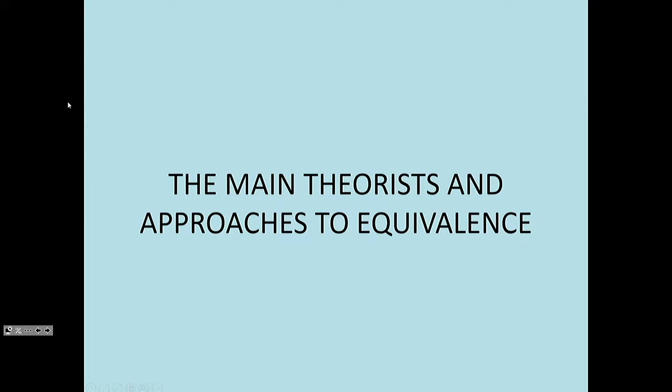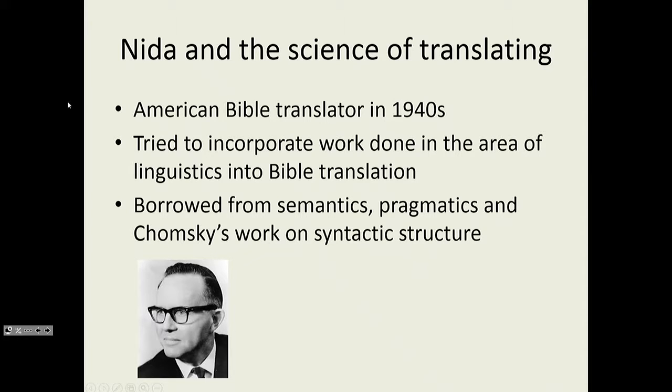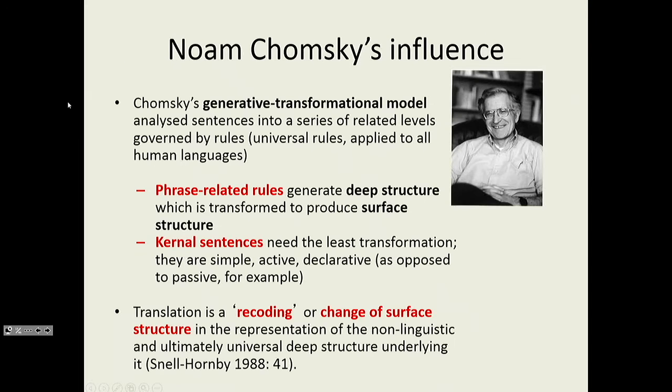Okay, let's look at the main theorists and approaches to equivalence now. So we start off with Eugene Nida, who, as I mentioned at the beginning, is probably the key name in regards to equivalence theory. He's an American Bible translator, working particularly in the 1940s, and he tried to incorporate the work that he'd done in linguistics into Bible translation, and that's why he borrowed from various linguistic paradigms such as semantics, pragmatics, and particularly Noam Chomsky's work on syntactic structure in order to try and describe what he was doing when he was translating the Bible.